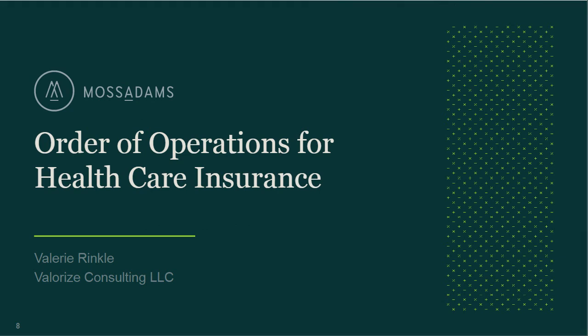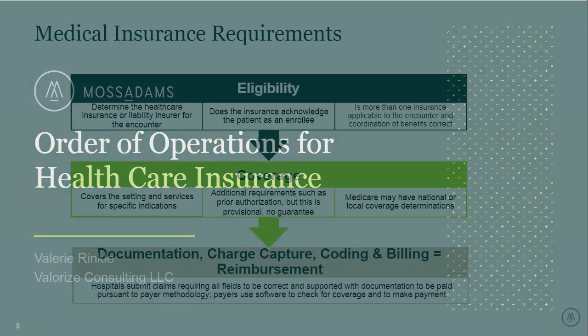So one of the things with regard to all of the topics and issues in the rule and how complex it is, the concept is keep it simple, right? And so let's go back to basics and talk about the order of operations for healthcare insurance, because putting some of these changes in that context, I think, will be helpful.